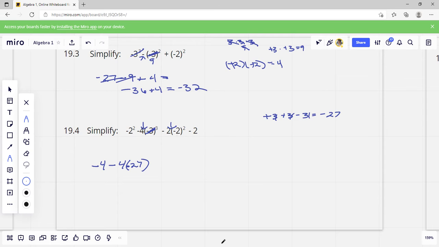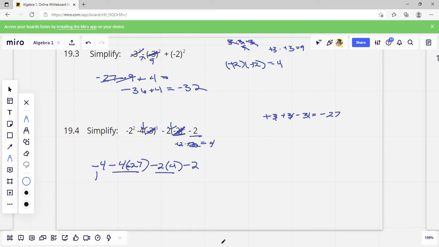So negative 2 times a negative 2 squared. So negative 2 times negative 2, see, it's going to be this part, right? And that's going to be positive 4. So all this is positive 4. So we're going to have negative 2 times 4. And then I'm just going to tack on that minus 2 right there. Now I need to do my multiplication first. So 4 times 27, negative 2 times 4.